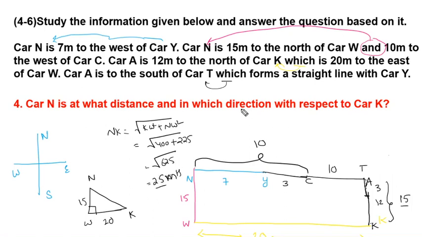Okay, now direction. N is in which direction with respect to K? So from K, I need to go till N. So this is north direction and this is west direction. So our answer is northwest. So my final answer is 25 meters northwest. So this is the answer for this particular question.